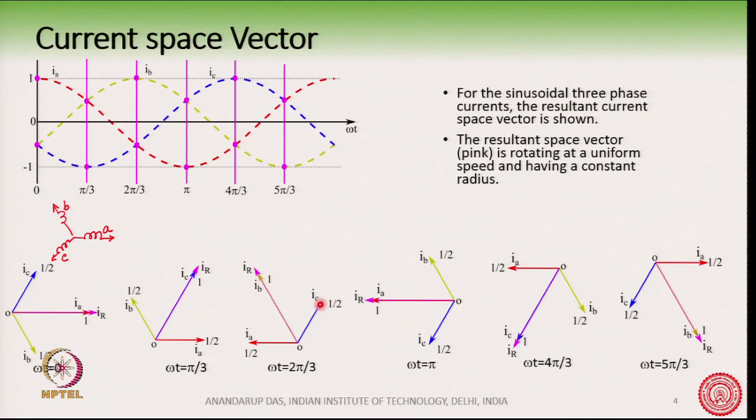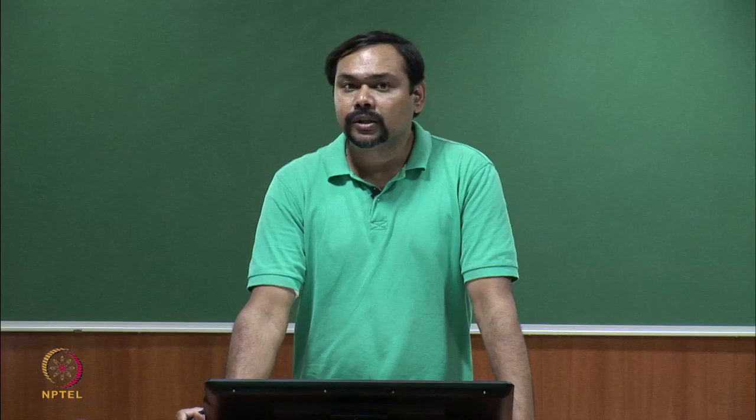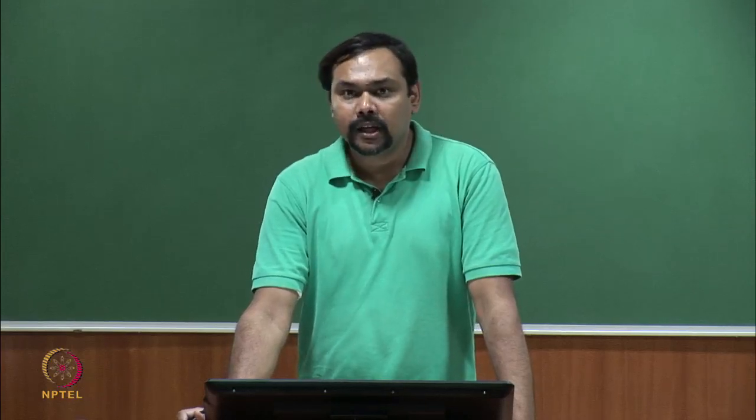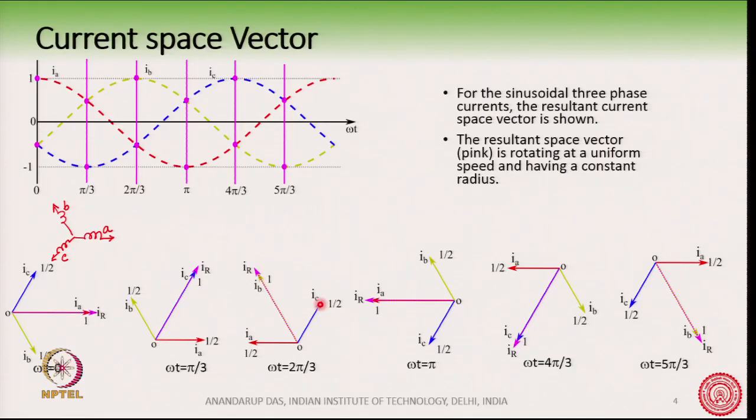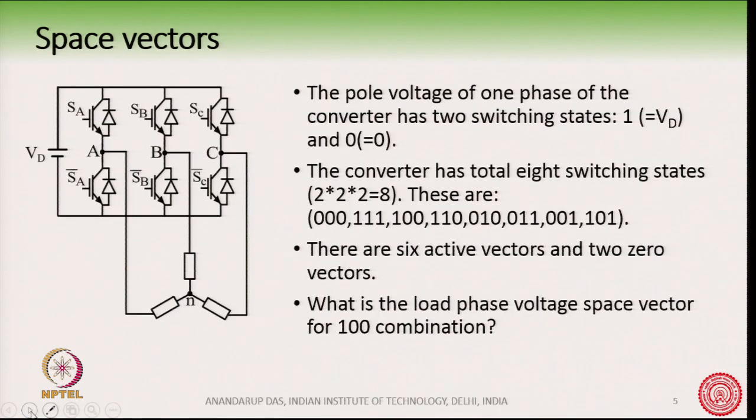And you can understand from here that this concept is very similar to the rotating MMF concept in electrical machines. So, we are now representing IA, IB, IC, these three quantities, by a single space vector, which is IR, having a magnitude at an angle at different points of time. So, this is the major advantage of having this space vector concept.